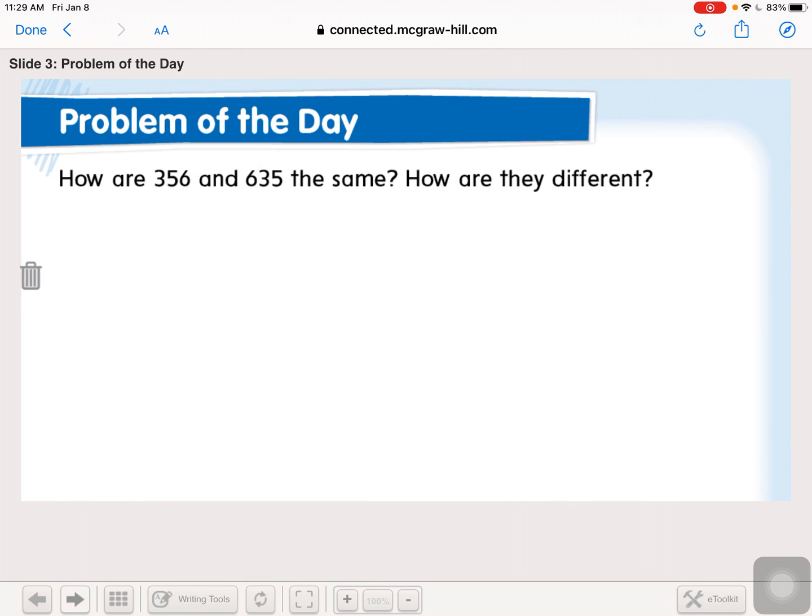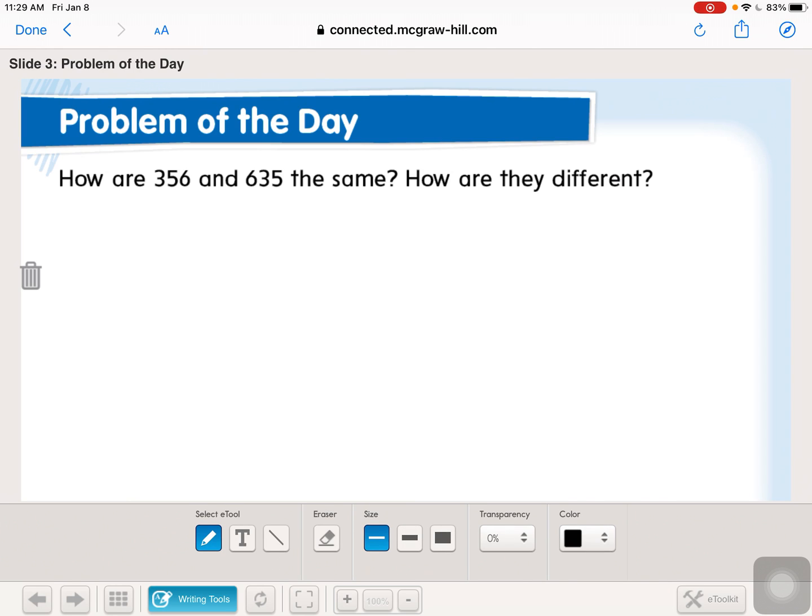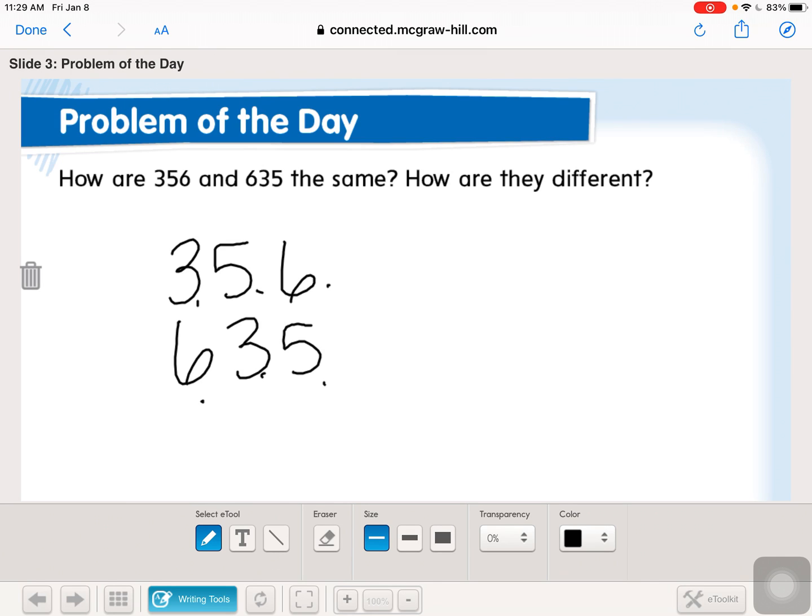And here's our problem of the day. How are 356 and 635 the same? How are they different? So let's write these numbers up and down next to each other just to help us with our place value, because that's how they differ. Notice that both numbers have a 3, both numbers have a 5, and both numbers have a 6. So how are they the same?